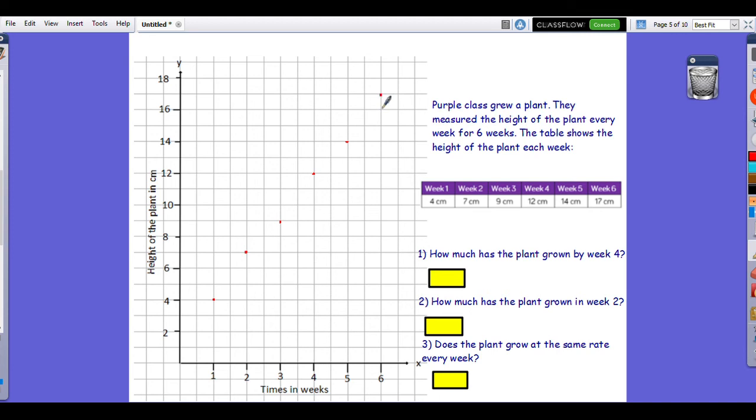So press pause now, plot the points of your graph and then connect these dots together like a dot to dot using a ruler, okay, and that will give you your line graph. Once you've done that, we can have a look at the 3 questions to do with the line graph that you've just drawn. Okay, so press pause now and work on that now, please.